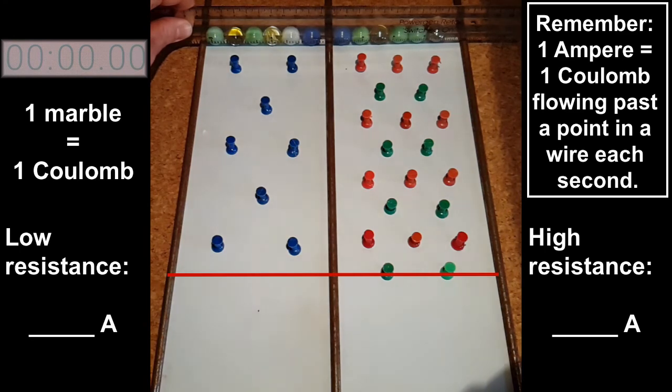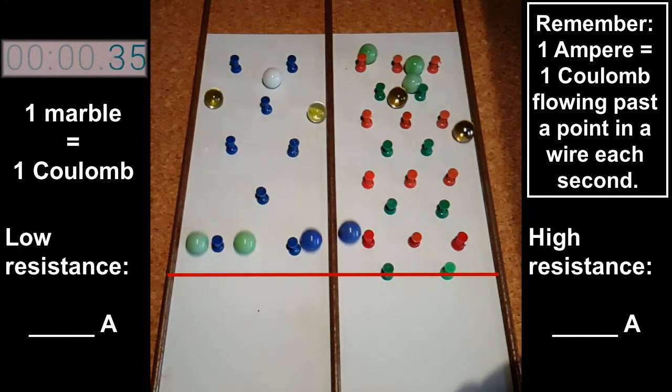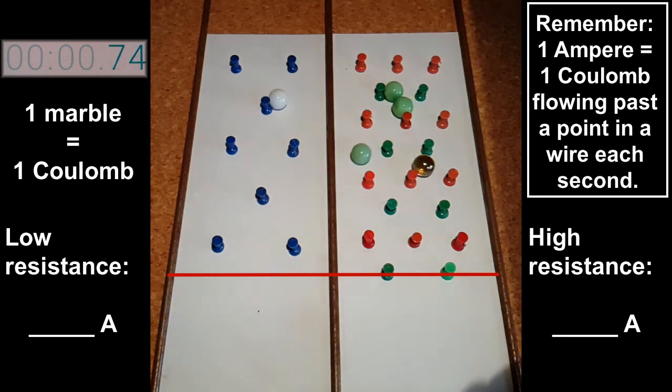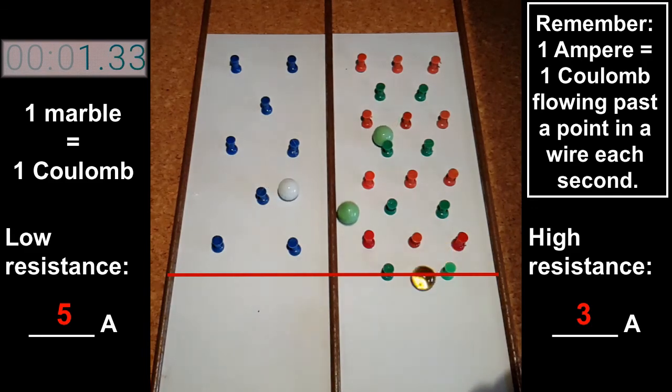Remember, there are 6 marbles on each side. Let's pause it at 1 second. On the left, 5 coulombs have passed that line in 1 second, that's 5 amps. On the right, 3 coulombs have passed in 1 second, that is 3 amps.